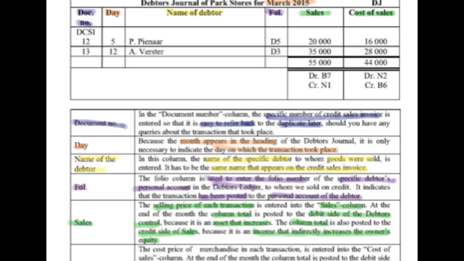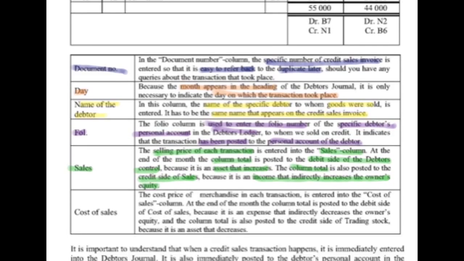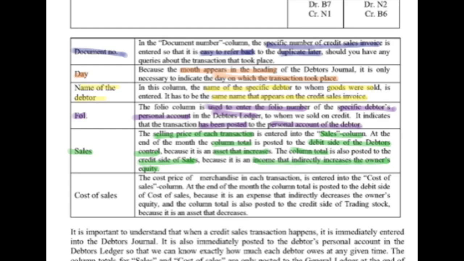Our final column is then the cost of sales. Cost of sales is the cost price of the merchandise in each transaction, and it is entered into the cost of sales column. At the end of the month, this column total is posted to the debit side of cost of sales, because cost of sales is an expense that indirectly decreases the owner's equity. The column total is also posted to the credit side of trading stock, because trading stock is an asset that needs to decrease.